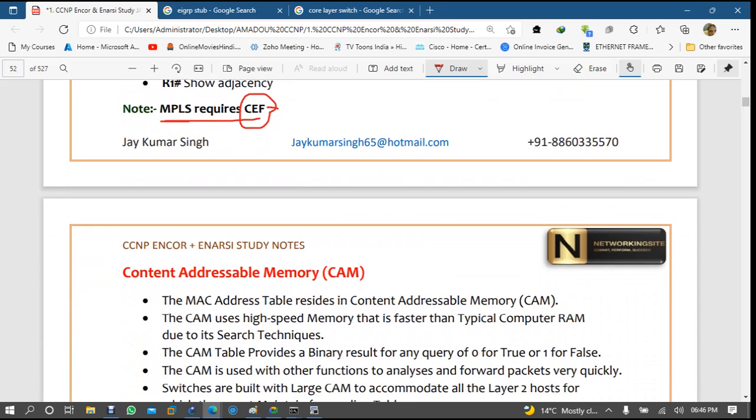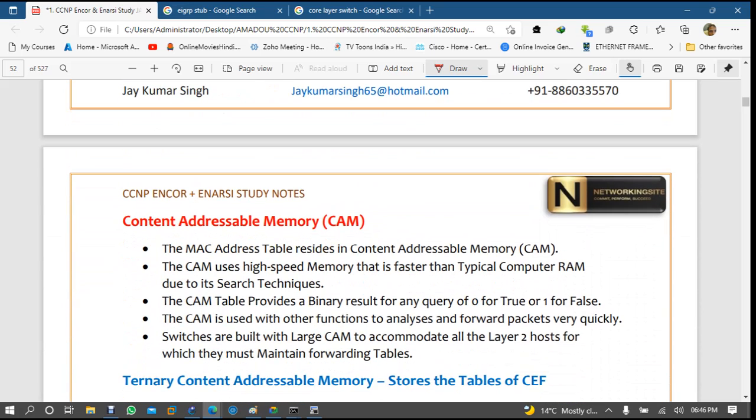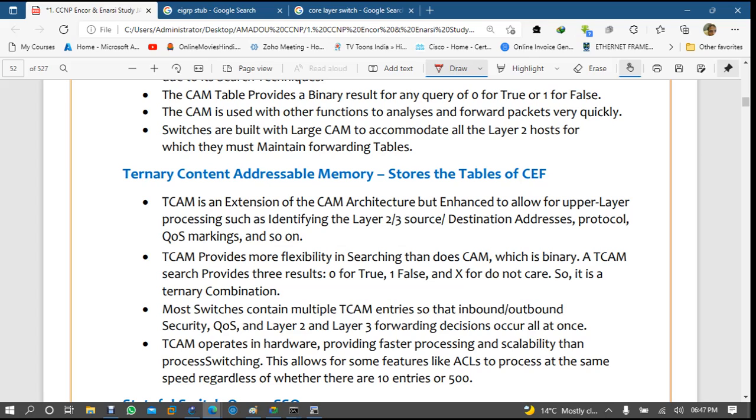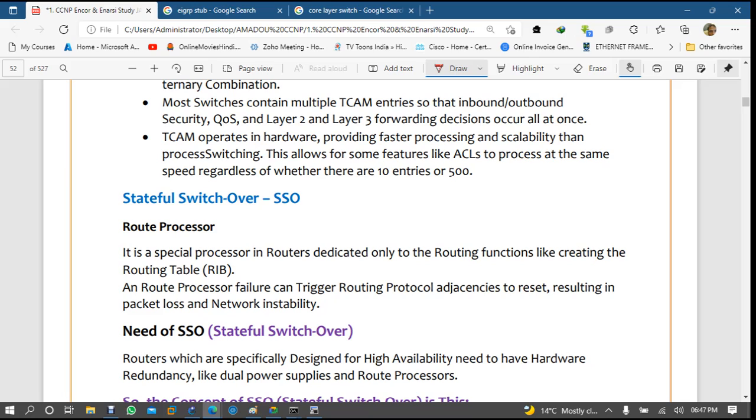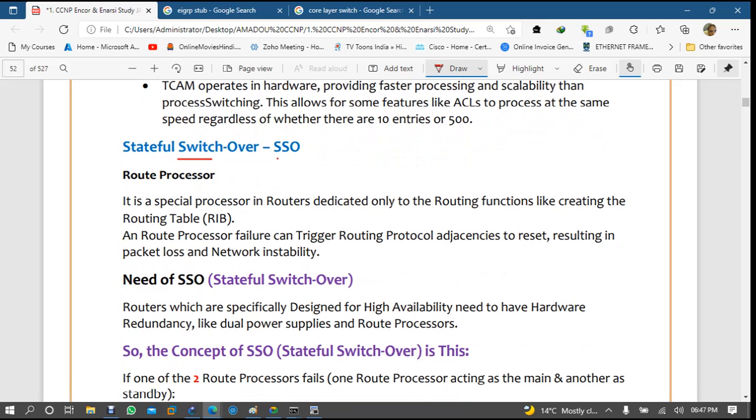Now we already know what a CAM table is, right? Now there is another memory where CEF is also stored, known as TCAM, ternary content addressable memory. And there is some other kind of memory known as stateful switchover. Stateful switchover memories are used for high availability, when you want redundancy kind of thing.